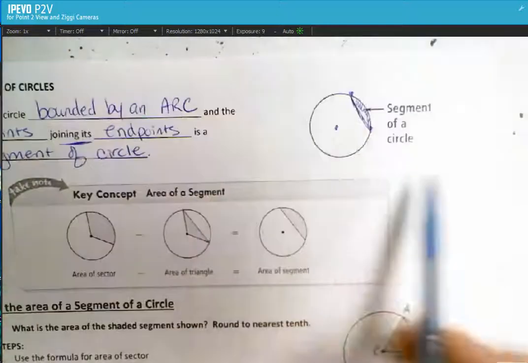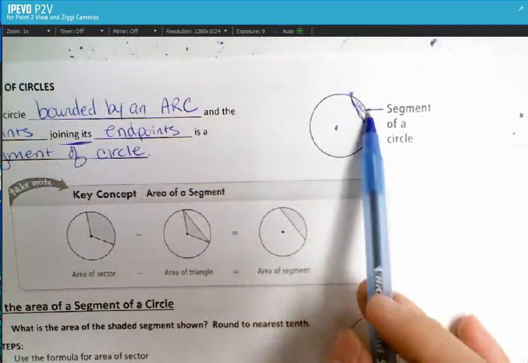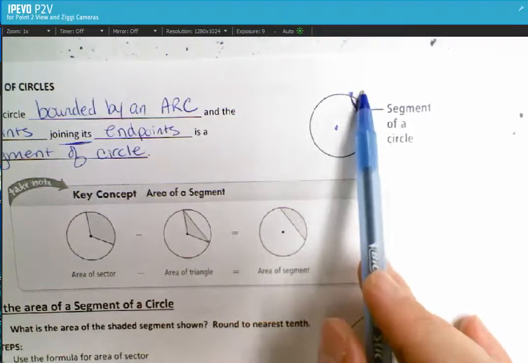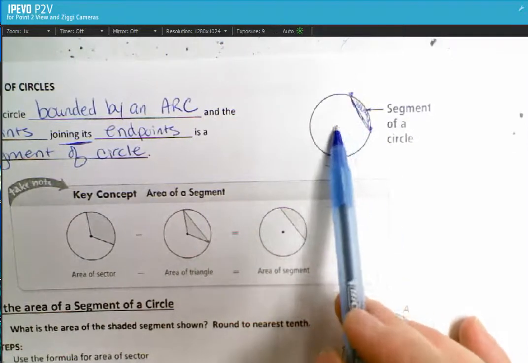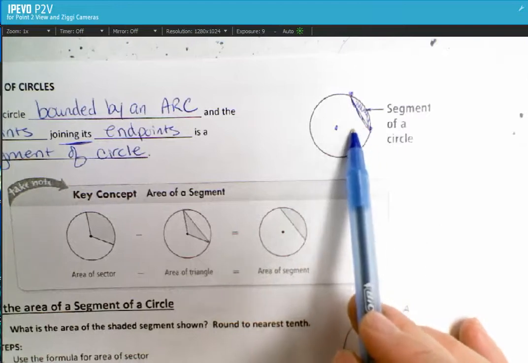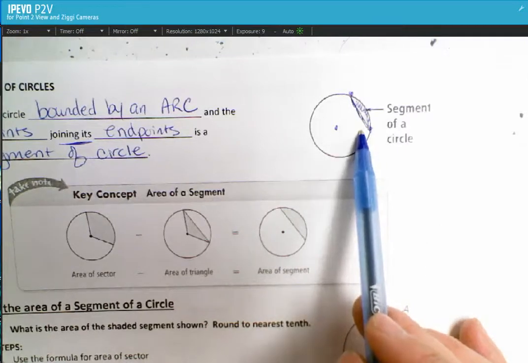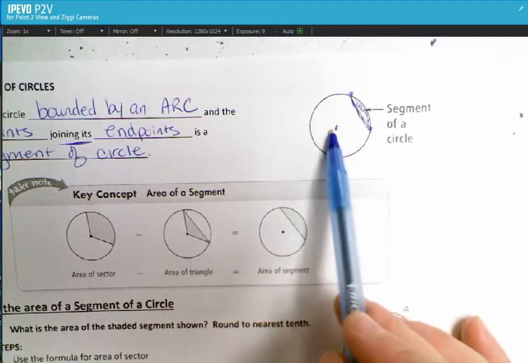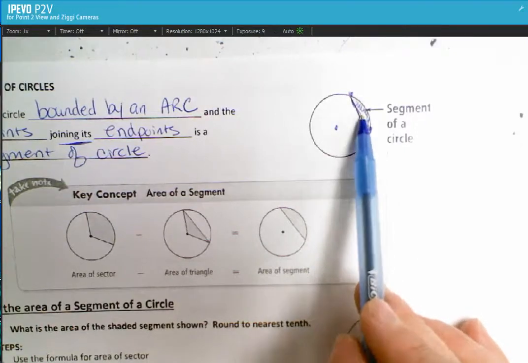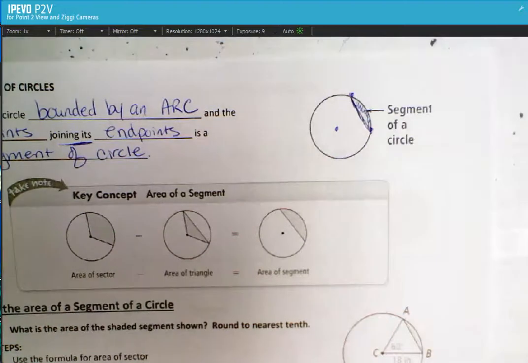So really it's just a specific type of piece that is cut out of the earlier piece that we found when we were looking at the whole sector. So the whole sector, or the pie wedge, a piece of it is called the segment. So we want a segment.